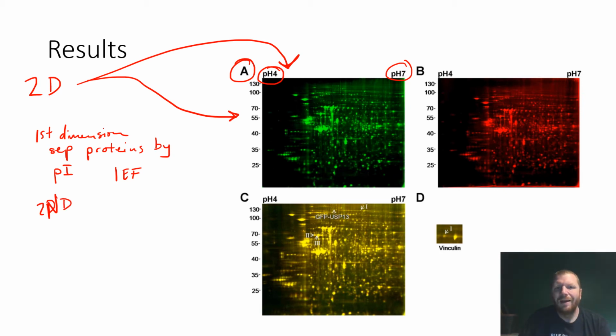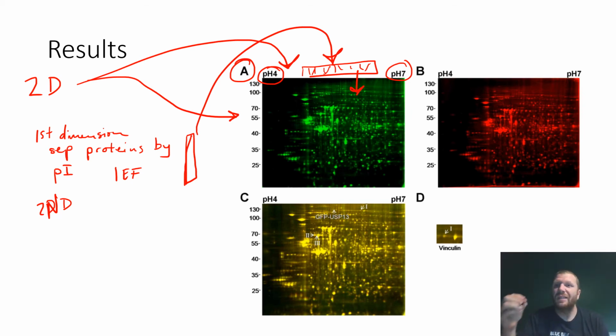And then your second dimension is you take that IEF strip, and it looks almost like a piece of pH paper. You take that strip and lay it down on top of the gel. Whenever you apply an electric field, here's my strip, here's all my proteins that have separated by their pI, they begin to migrate. So they leave that strip and enter this gel, in which case we're using SDS-PAGE, so they will separate based on their molecular weight.